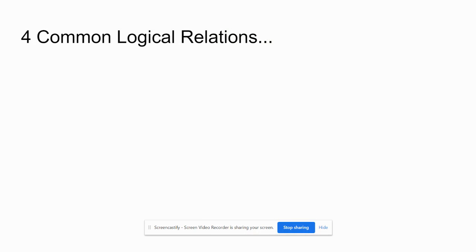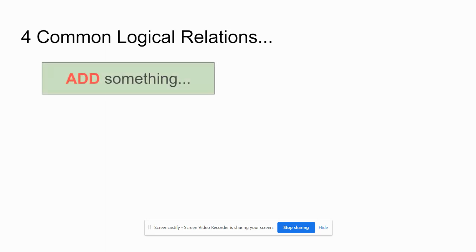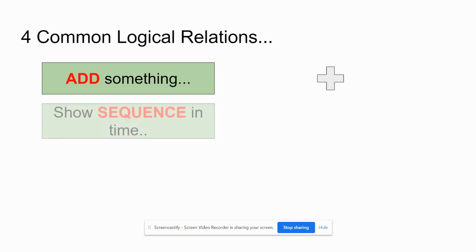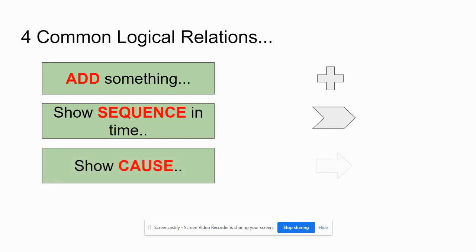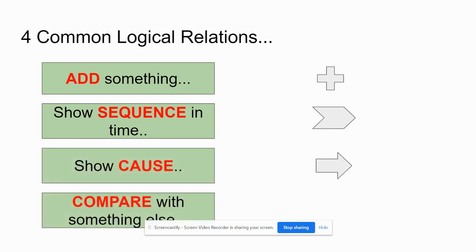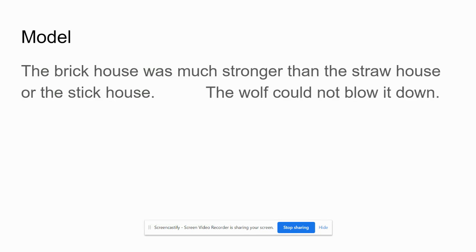Here are 4 common ones. They're not the only ones. They're 4 of the most common. We can add something, and we're going to use symbols here so that we can use them in our modeling a little bit later on in this video. We can show sequence in time. We can show cause. Or we can compare something with something else. Let's take a look at a very simple model first.